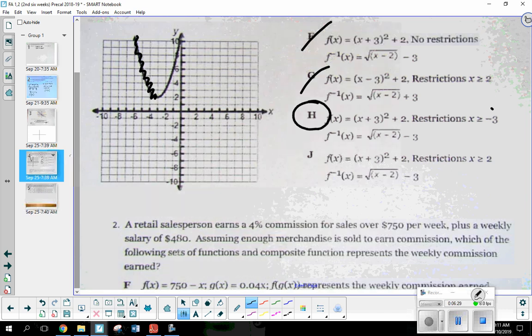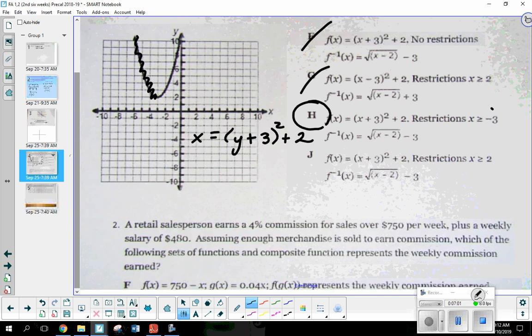If I restricted it to anything else, it's still not going to pass the horizontal line test. But just for practice, let's go ahead and find the inverse. So I know this is my function. How do I find the inverse? Does anybody remember? Switch what? The x and the y. So y equals will become x equals. And instead of x plus 3 squared, I'm going to say y plus 3 squared and then plus 2. And then now we just need to solve for y.